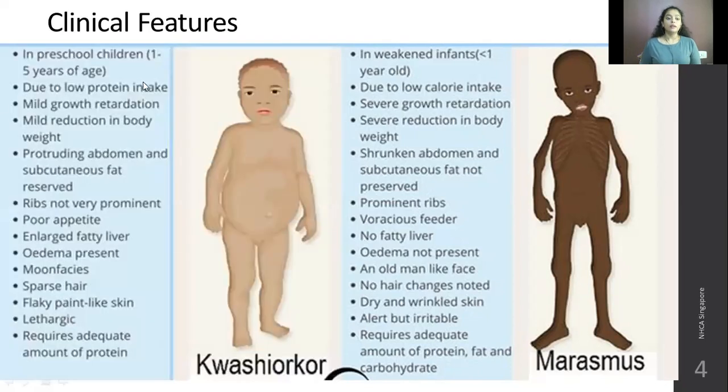Okay. Now here in kwashiorkor, usually in preschool children who are 1 to 5 years of age.